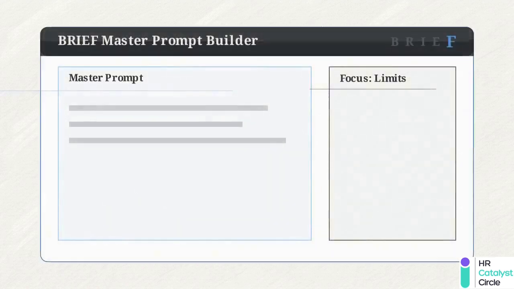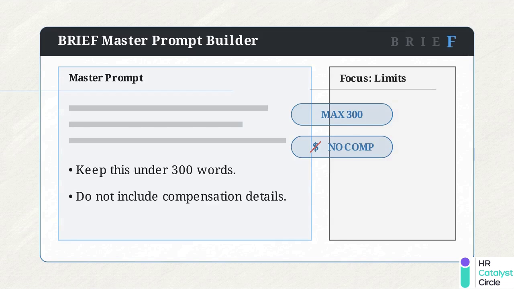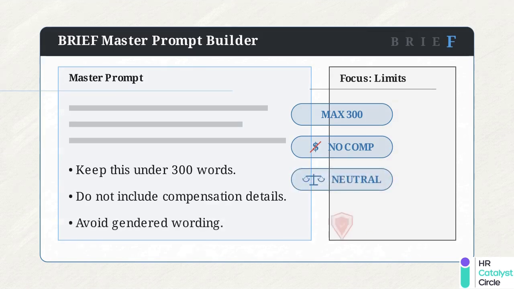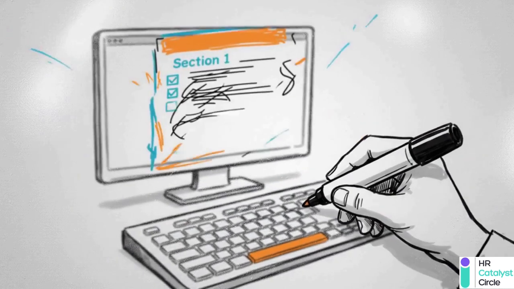The final step is focus, where you set negative constraints, the things the AI must avoid. We add our limits. Keep this under 300 words. Do not include compensation details. Avoid gendered wording. In HR, telling the AI what not to do is a primary defense against policy errors and biased language. Now we execute the completed brief prompt.